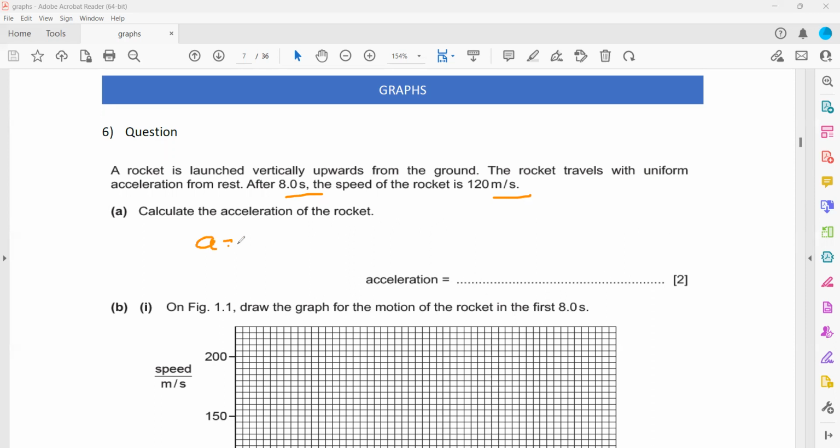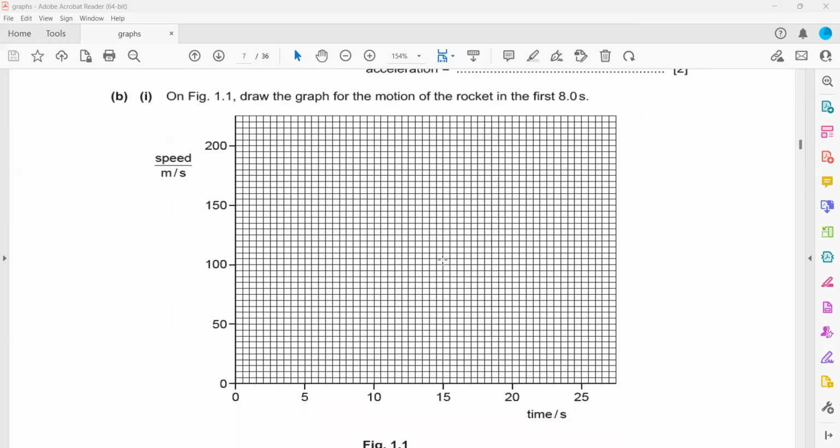So to calculate acceleration, it is the change in velocity divided by time. What's the final velocity of the rocket? 120. Initially, it was at rest. And how much time did it take? 8. So it will be 120 divided by 8, which is equal to 15 meters per second squared. So the acceleration of the rocket is 15 meters per second squared. Or you can also say ms minus 2 or m slash s squared.